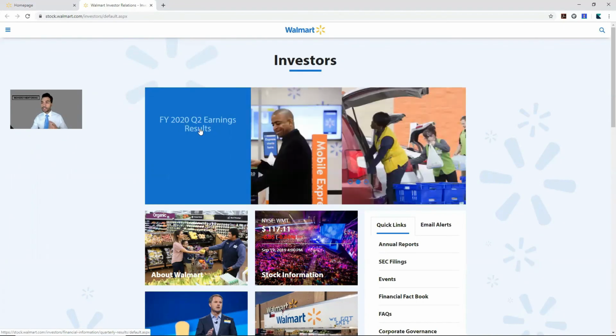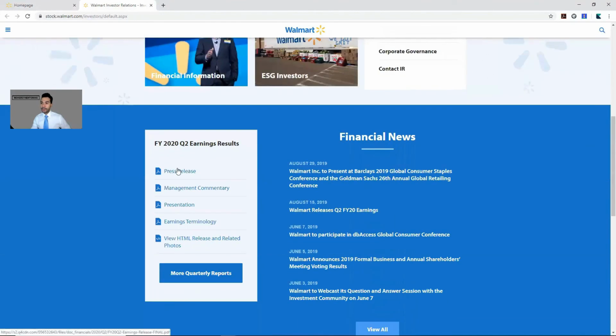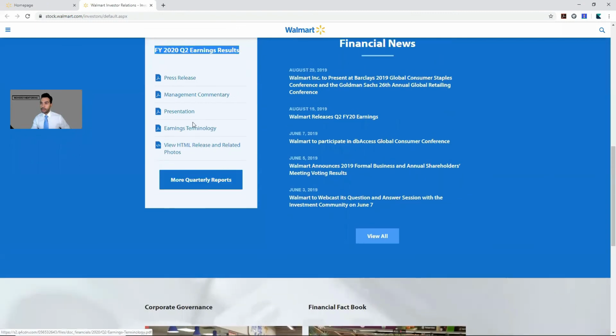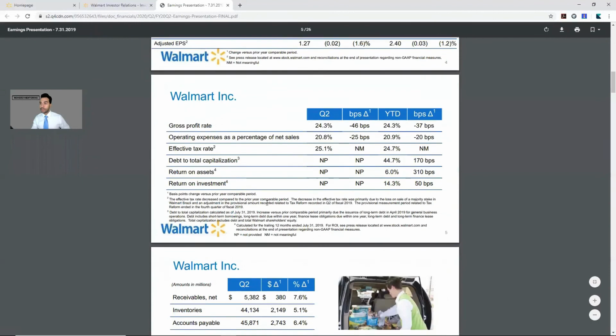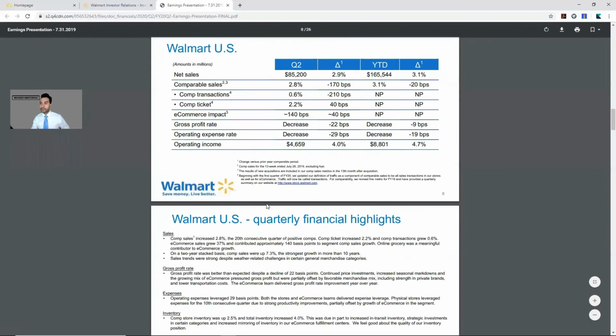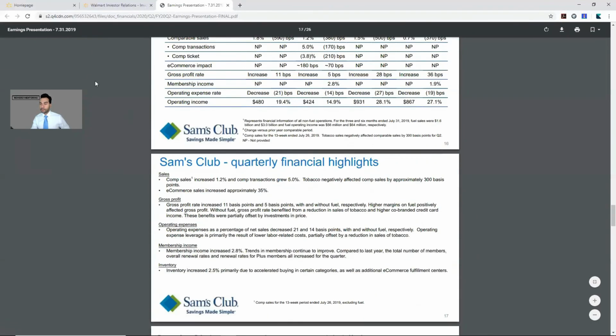So if I click on investors, this is where you'll find a lot of insightful information about their press releases, their quarterly reports. Right here is the press release on the most recent quarterly report. You can even look at the management presentation, which is very important, right? This is where they give you guidance. They tell you about their strategy, all right?